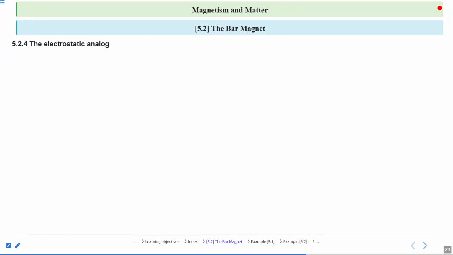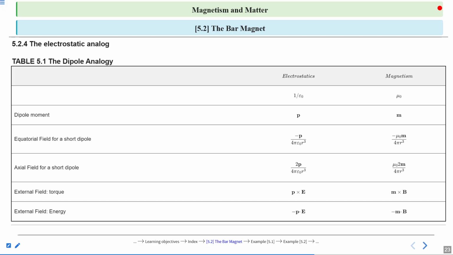Okay, so there is a table, the dipole analogy. It is the conclusion of this topic. This table is representing the analogy from electrostatics to magnetism. So we have to replace 1 by epsilon naught with mu naught. For dipole moment, the electric dipole moment in electrostatics is P. In magnetism, the magnetic dipole moment is M. So you should remember this table. This is the conclusion of the whole topic.